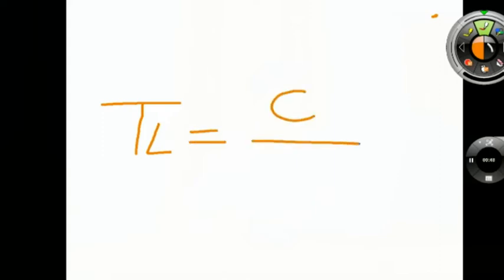So the modified tool life equation is like TL is equal to constant C divided by cutting velocity V raised to x, feed raised to y, and depth of cut raised to z. So this is the modified formula for the tool life.